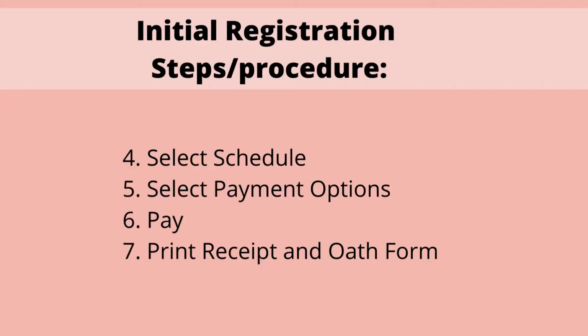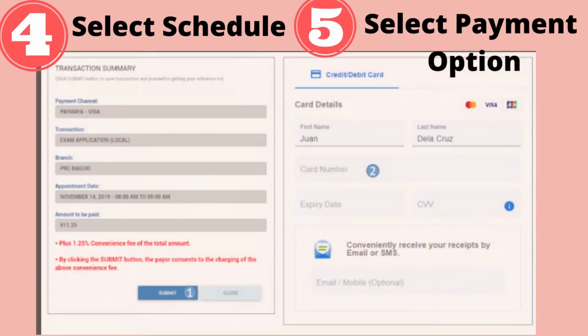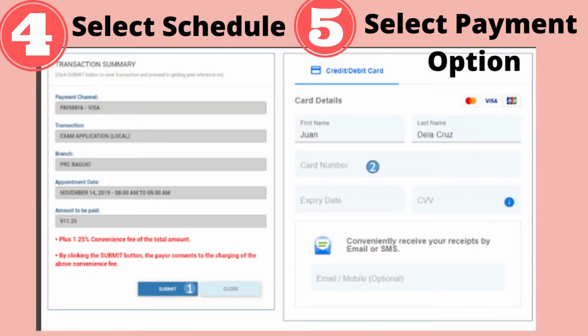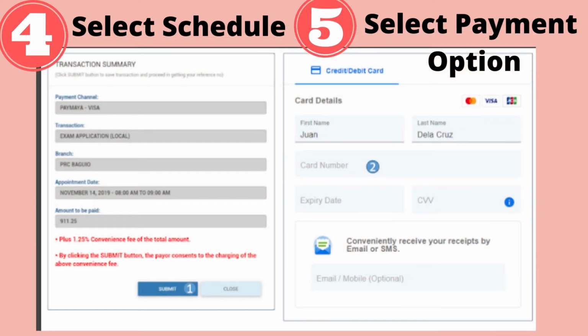So the next procedures are the following: select schedule, select payment options, pay, and then print out your receipt and your oath form. So sa step number 4, dito natin pipiliin yung gusto nating date and time of our schedule or yung appointment natin. And pipiliin din natin which branch or PRC office yung gusto natin.